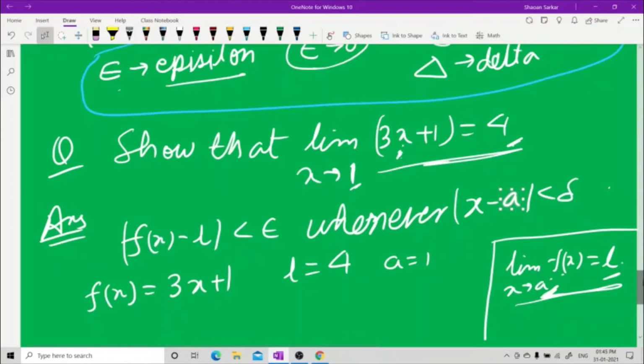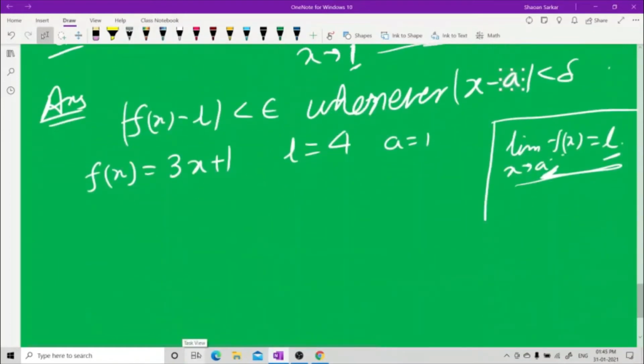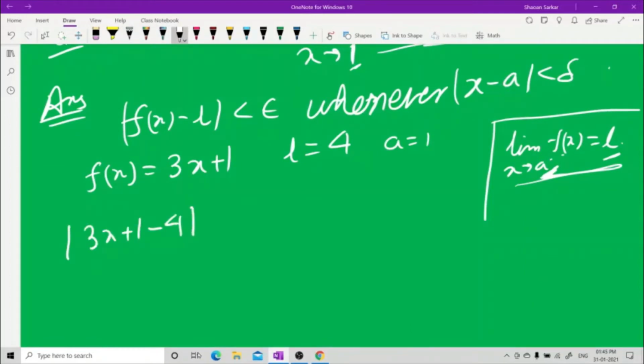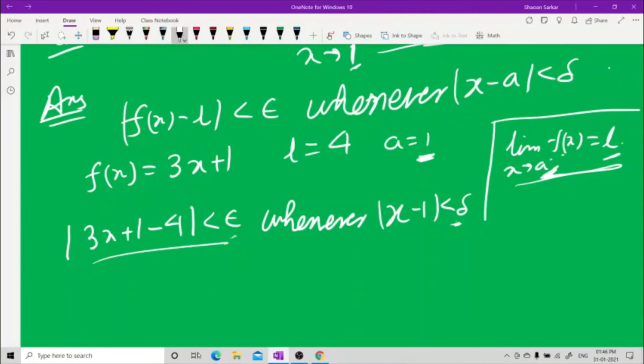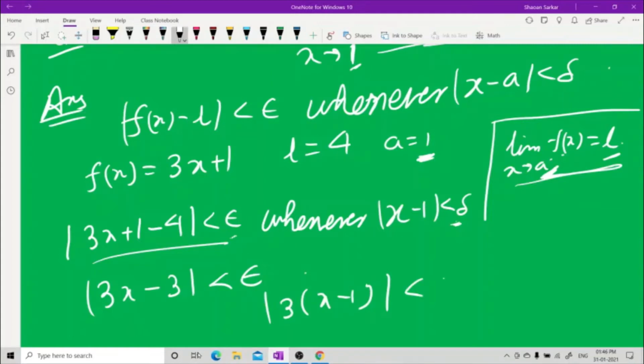Now let's come down. See, I will be keeping this thing here. Now f(x) is |3x+1 minus 4| is less than epsilon whenever x, a, what is a? 1, |x minus 1| is less than delta. Now wait, I have to find delta. I have been given epsilon, to find delta. What will be the value of delta in terms of epsilon? In terms of epsilon, let us first solve this part. So see, |3x minus 3| is less than epsilon. From here, I can say, 3 into |x minus 1| is less than epsilon.